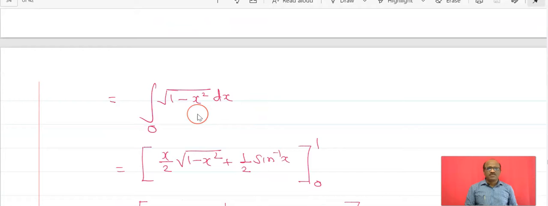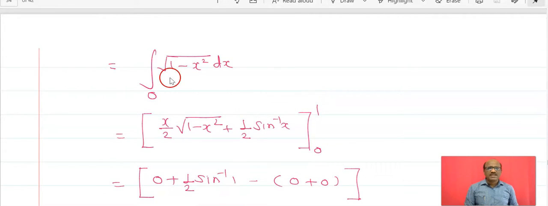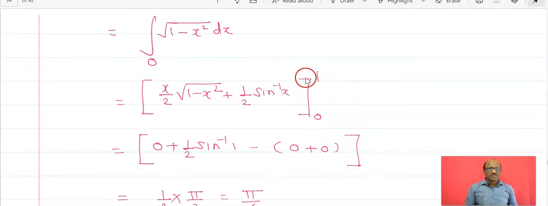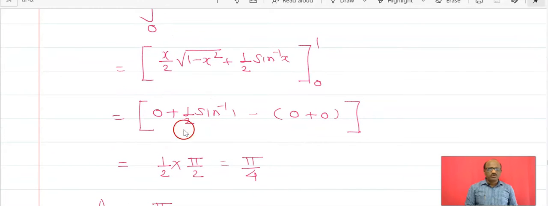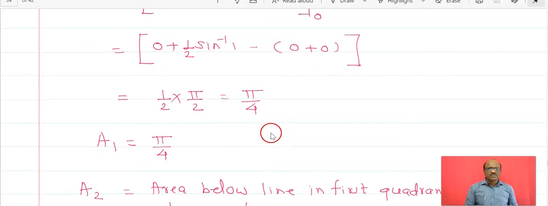Now this type of formula is repeating: the integral of under root of a square minus x square is x upon 2 under root of 1 minus x square plus 1 upon 2 sine inverse of x. Lower limit is 0, upper limit is 1. Now substitute x is equal to 1 and x is equal to 0. Upper limit 1 gives 0 plus 1 upon 2 sine inverse of 1, minus the lower limit, which is completely 0. That is 0 plus 1 upon 2 sine inverse of 1. What is the value of sine inverse of 1? It is pi by 2, into 1 upon 2, that's pi by 4. And therefore A1 is pi by 4.